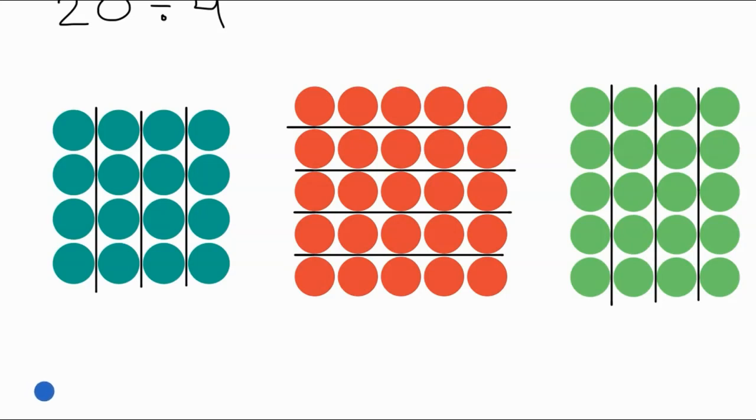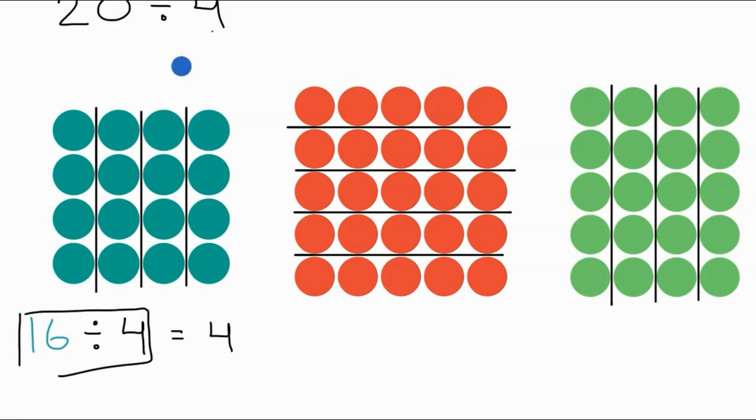All right, so let's go through each of these, and actually let's think about what each of them could represent. So how many total circles do we have in this picture right over here? Let's see, we have 1, 2, 3, 4, and then we have 4 groups of 4, so 4, 8, 12, 16. So this looks like 16 circles divided into, we could view it as divided into groups of 4. Or we could actually also view it as divided into 4 equal groups, because both of those are true, and we see that that is going to be equal to 4. So this one over here, it's really representing 16 divided by 4, not 20 divided by 4.